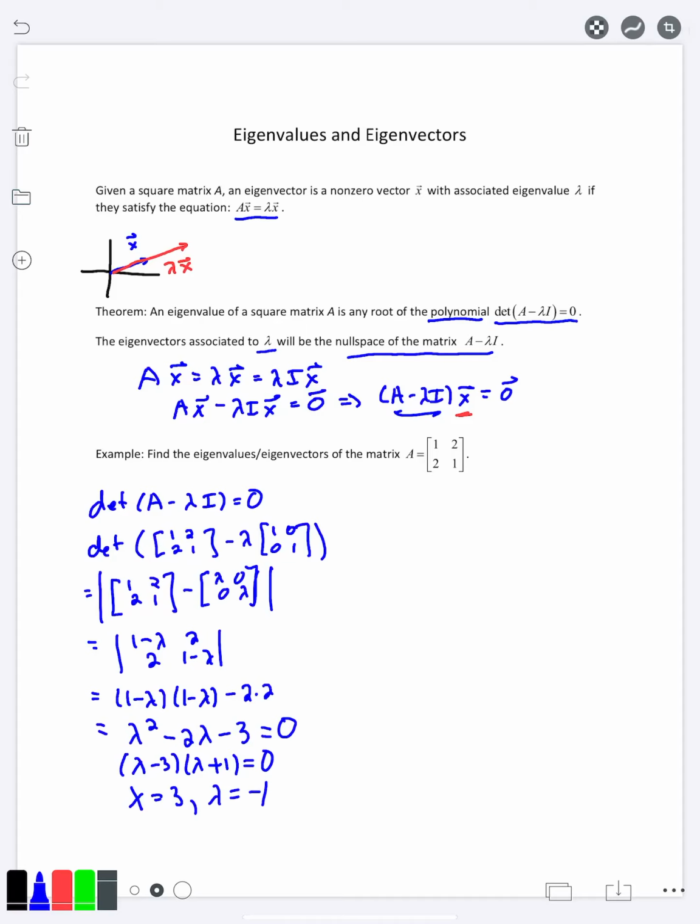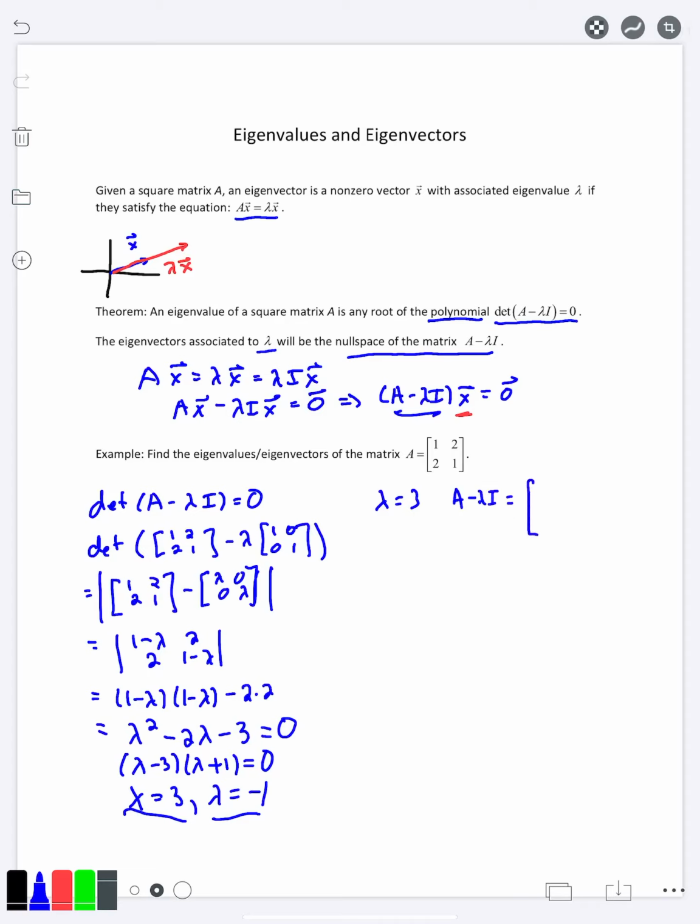That's only the first step of the problem, though. We also need eigenvectors. And again, an eigenvector is going to depend on what eigenvalue you have. So there's going to be an eigenvector for lambda is 3, and there's going to be generally a different eigenvector for lambda is negative 1. And we need to find each of them separately here. So to do that, we will start with lambda equals 3. And we're trying to find the null space of A minus lambda I.